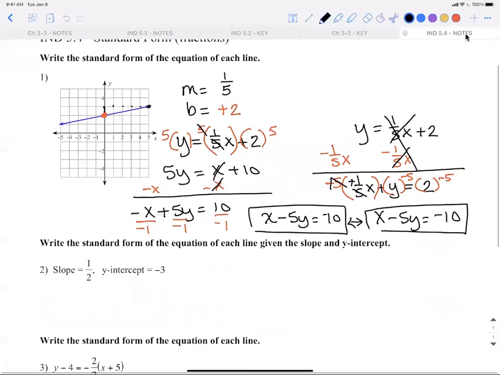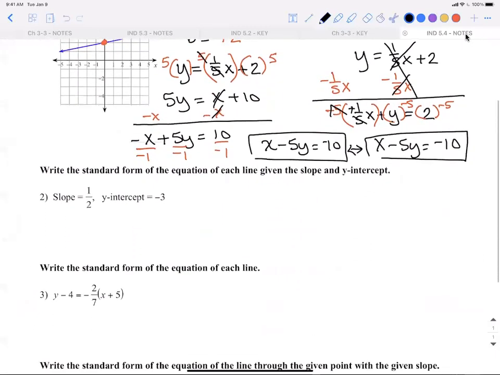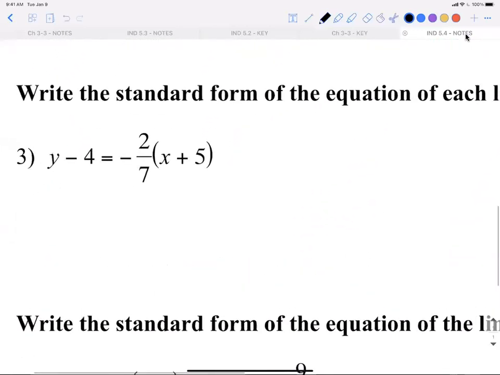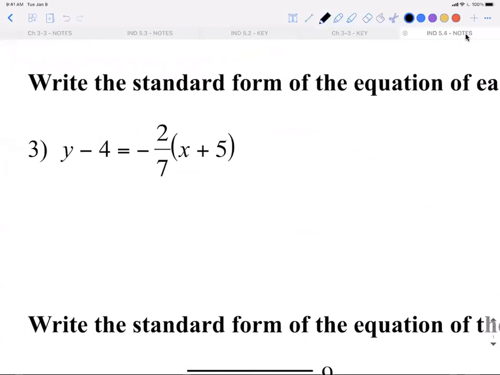All right, I'm going to skip this example. Don't think we need to do it. Let's go ahead and do this example. So this one is in point slope form. y minus 4 equals -2/7 times (x plus 5). Some of these can get kind of ugly, and that's okay.